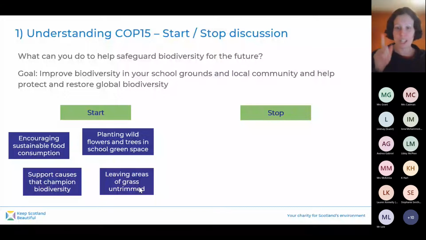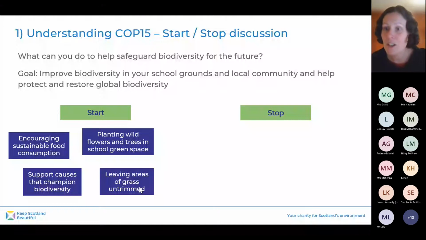Someone's just mentioned ponds. I will come back to ponds as well, because ponds are a fantastic way to help with biodiversity. Things like leaving areas of grass untrimmed is really good to create more habitats for wildlife. And as someone said with WWF, supporting causes that champion biodiversity.